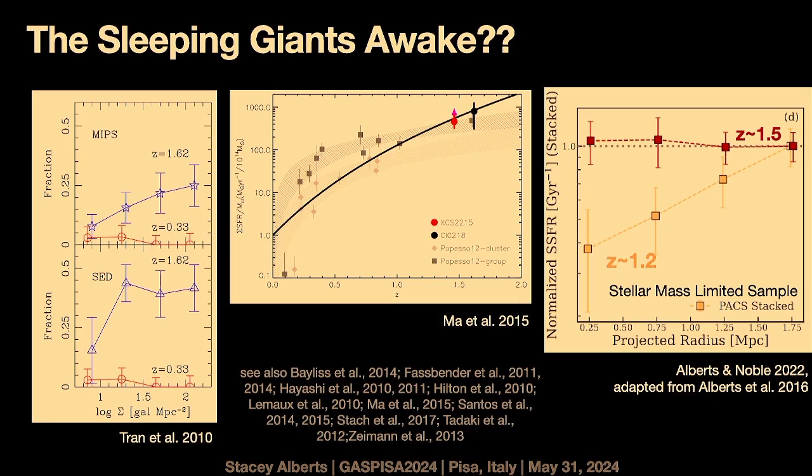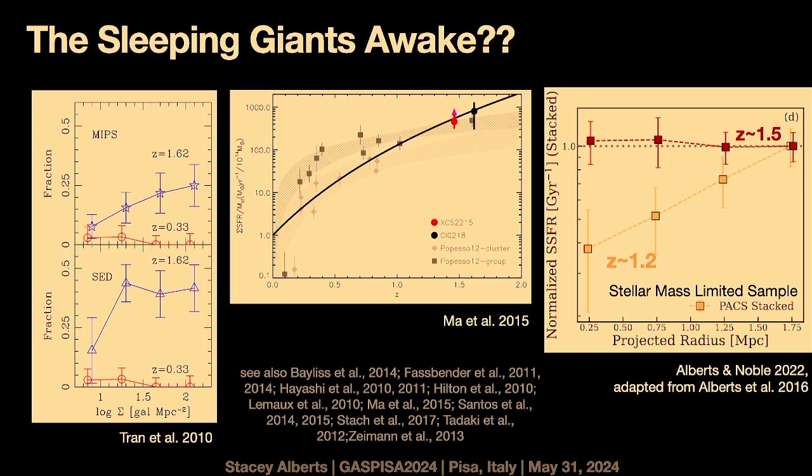And then over here is a study that we did of 11 clusters with deep Herschel data. So Herschel is unfortunately confusion limited to the point where you're only looking at the most star-forming galaxies, even with deep Herschel observations. So what we did is we looked at the individual galaxies, saw what they were doing, but we also stacked on mass-limited cluster samples to see, if you could go down, what would the average star formation be?